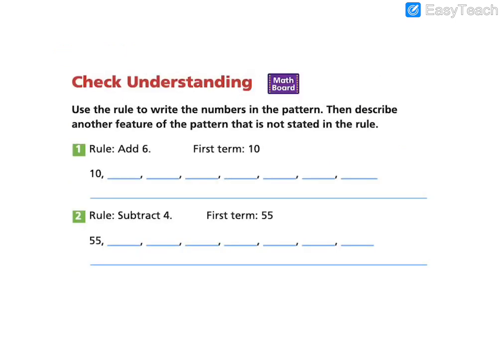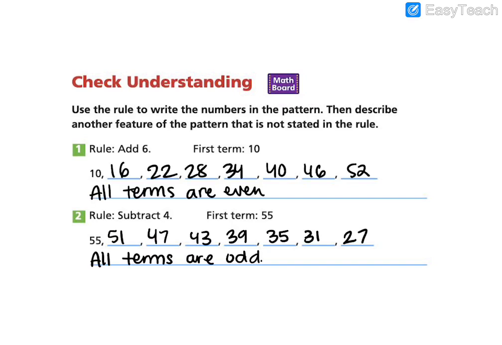All right, go ahead and complete the check understanding. Press pause and press play to check your work. All right, let's check our work. Our rule for our first one is to add 6. The first term we started at was 10, so we added 6 every time. So your last term should have been 52.